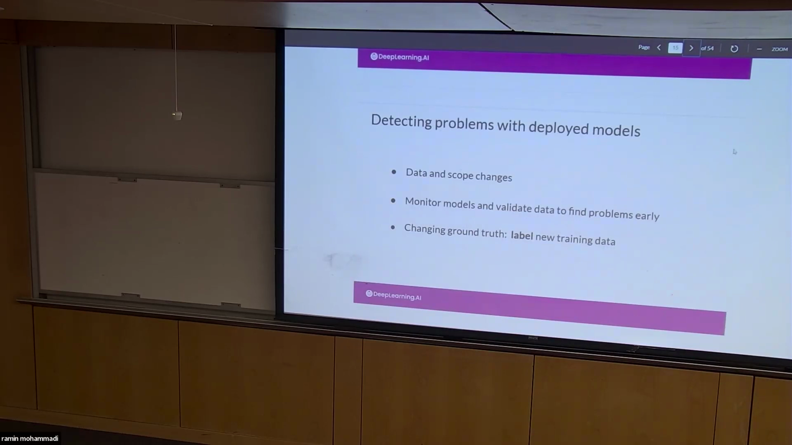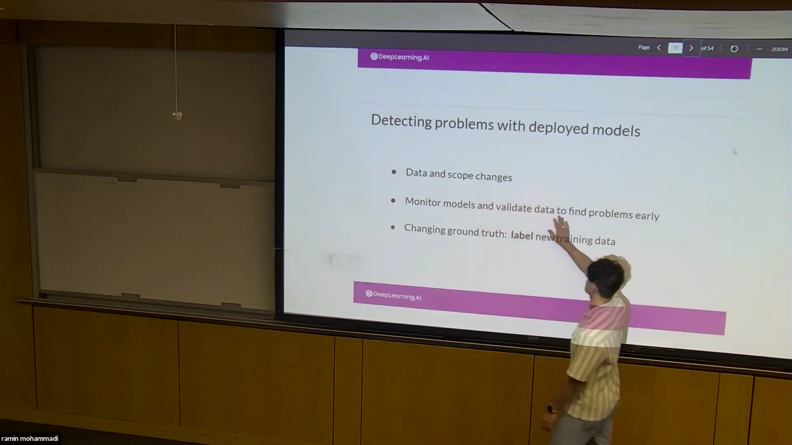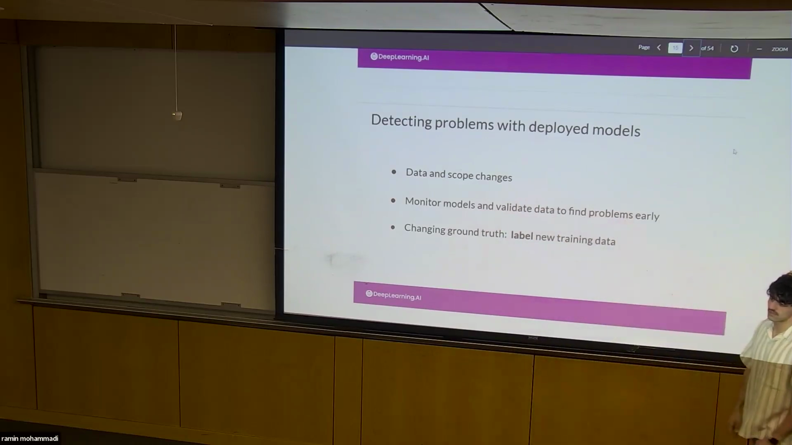So when we are talking about detecting problems with a model that you deployed, you could have, for example, data and scope that's changing, and we will see how we can monitor those. Your goal is to monitor your models and validate the data that goes through your model, and to detect this early enough, right?